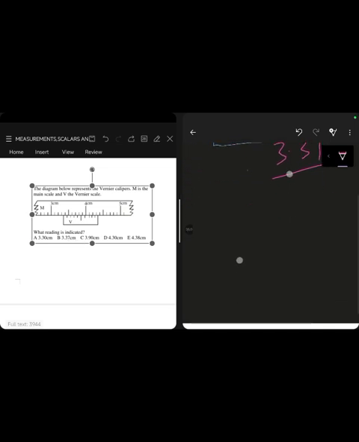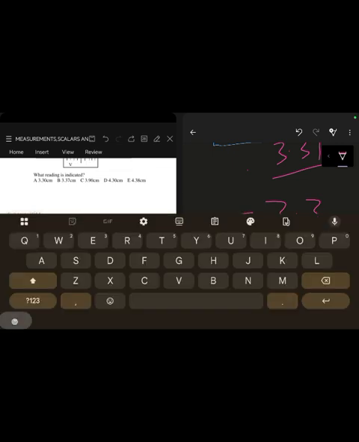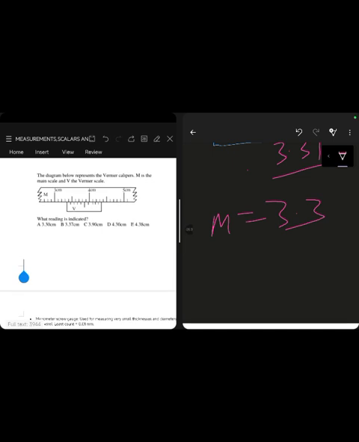Let me come again. In order to take a reading for your vernier caliper, you take the main scale. At this point, I have 3.1, 0.2, 0.3. So the main scale is 3.3. For the vernier scale, I have 1, 2, 3.